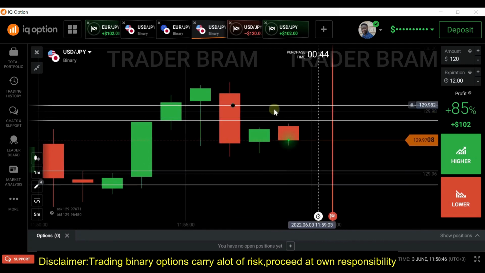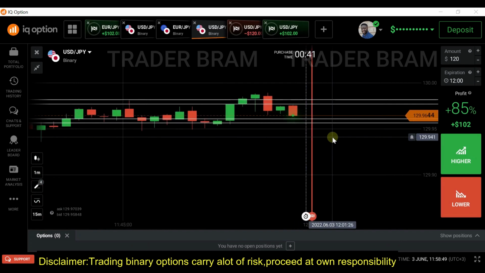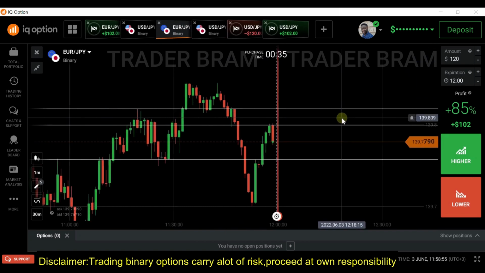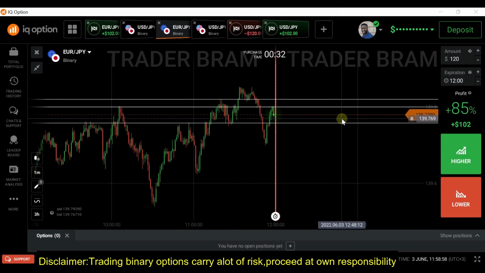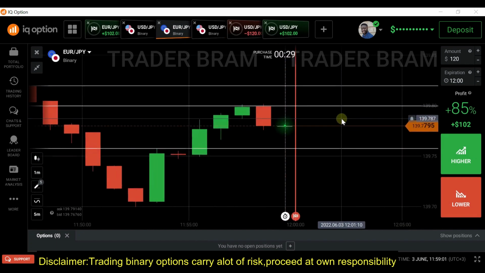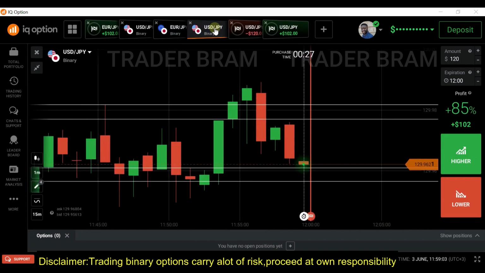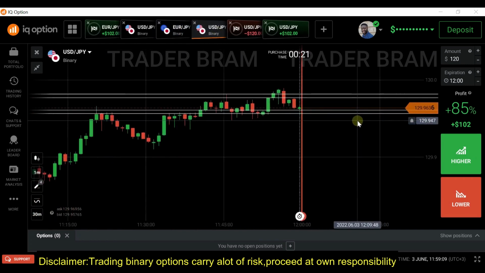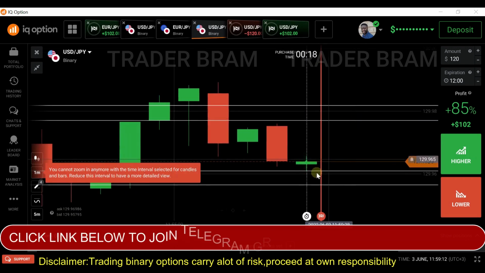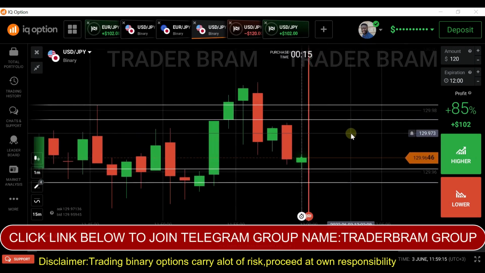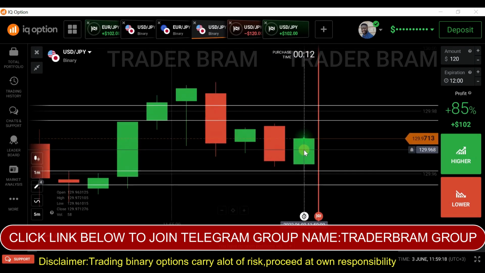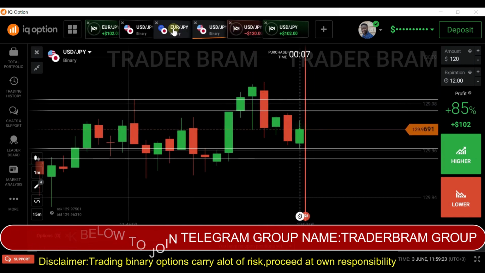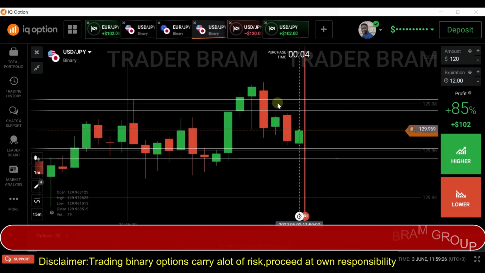I'm waiting for a breakout of this level. So we got a rejection exactly on our level of support and resistance. So let's wait. Strong bullish movement in that candle. So we expect the next candle to move more higher if we close with a strong bullish candle.